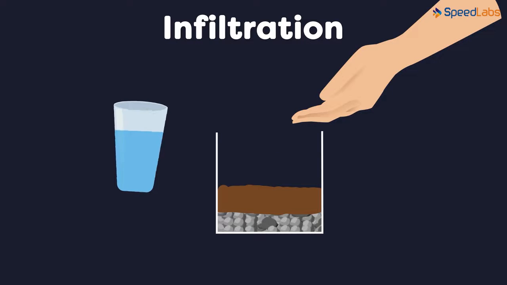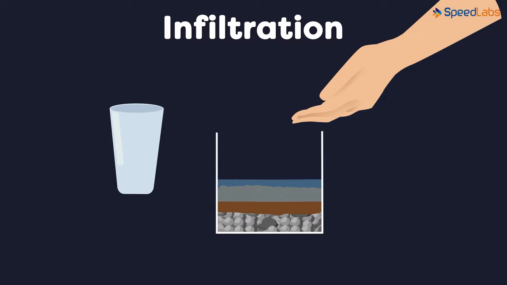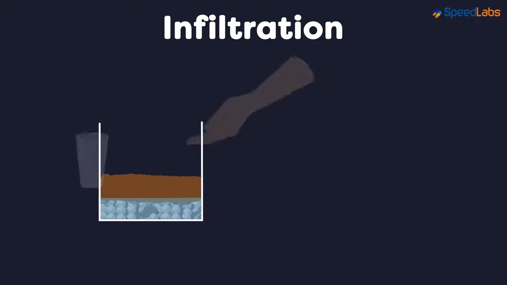Now, if we start pouring water into this, what will happen? The water will gradually percolate into the soil. However, if we keep adding more water slowly, then it will start percolating through the lower layers of stones.